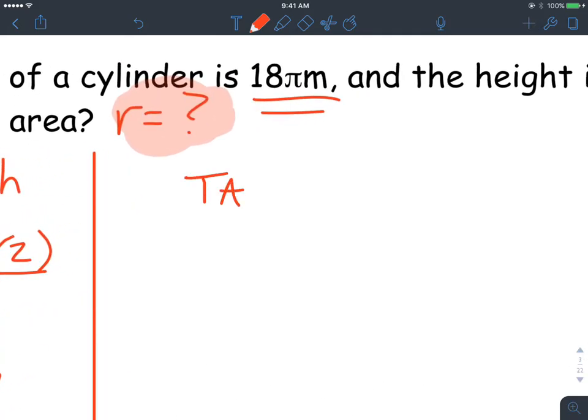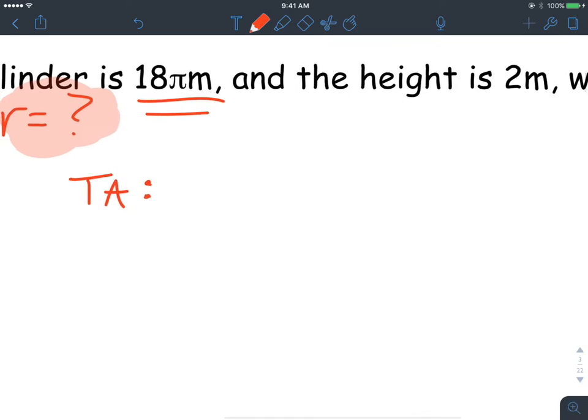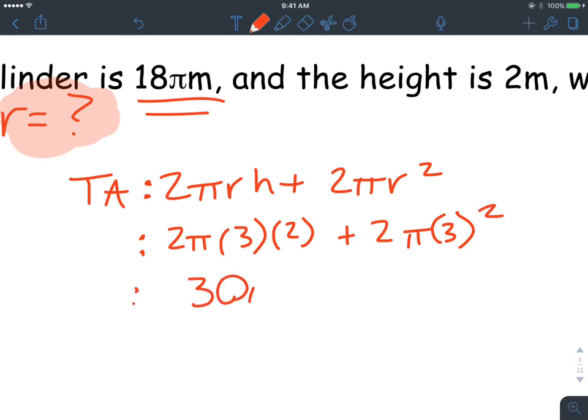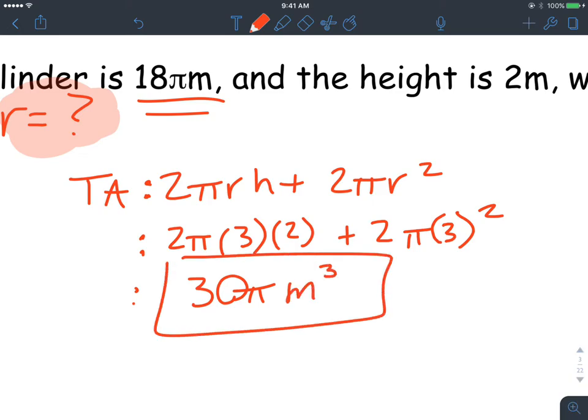So for total surface area, and sometimes they'll say surface area, sometimes they'll say total surface area. Usually that's the same thing, or it's implied to be the same thing. So we'll go back and do 2 pi rh and then plus 2 pi r squared. So the 2 pi rh, that's just 2 pi, and then times the 3 that we just got, and then times the height 2, and then 2 pi r squared, so that'd be 3 squared. Okay, and then whenever you punch that all the way out, you're going to get 30 pi in the meters cubed for your surface area.